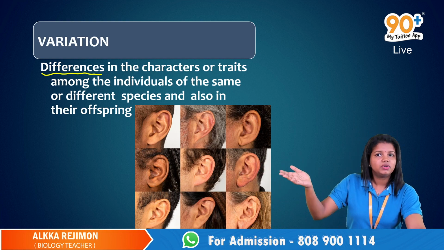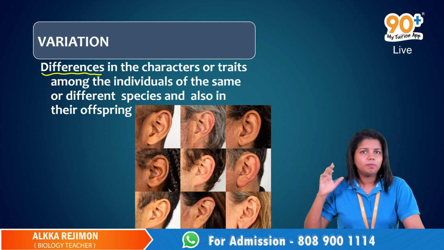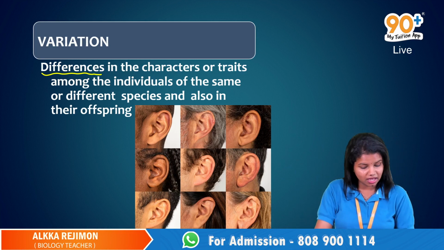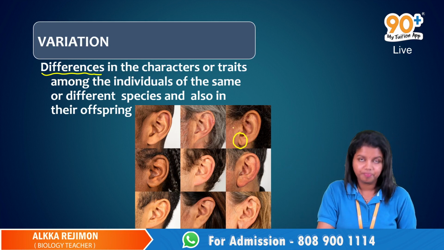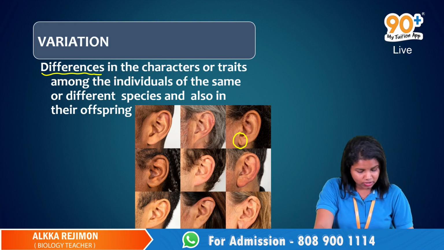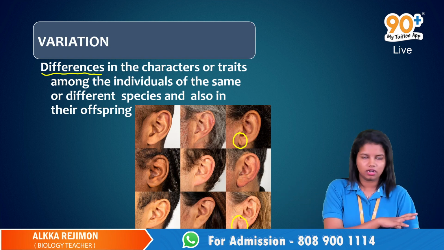So in the figure you can see various types of ear lobes, right? There are people whose ear pinna are attached to the skin, and also there are people who have detached earlobes or free earlobes.